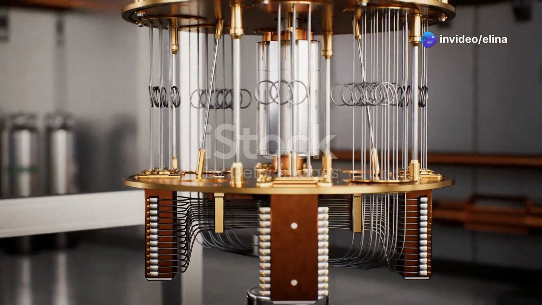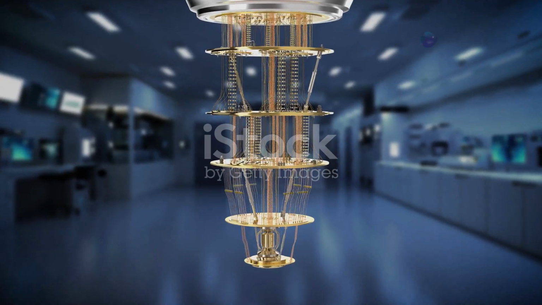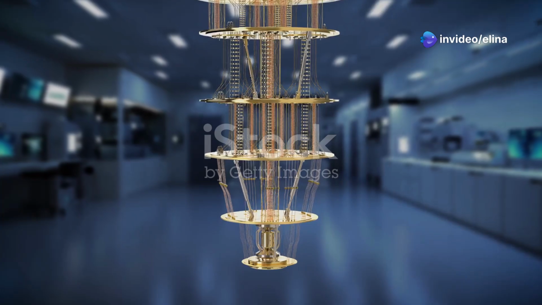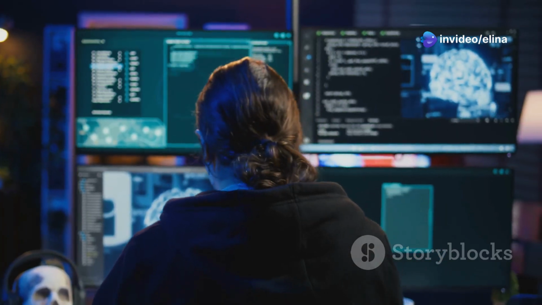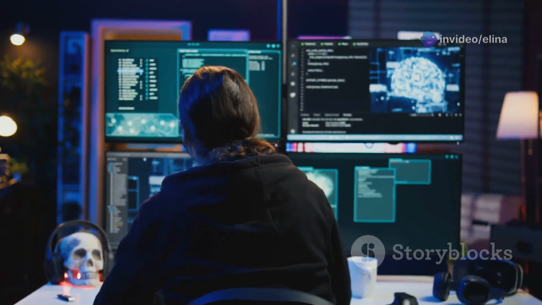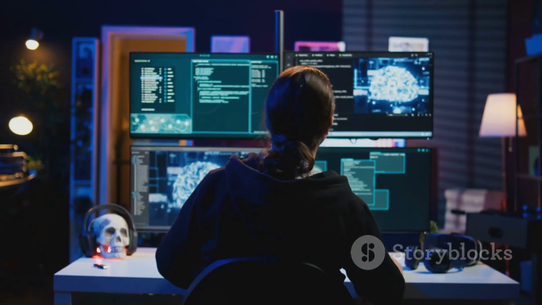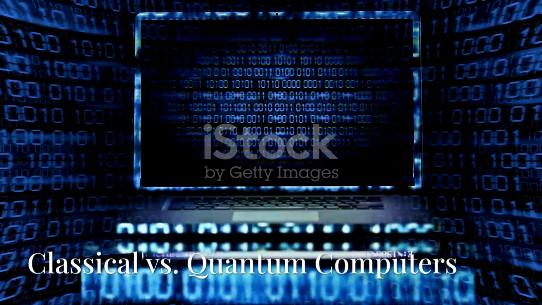Quantum computing is a revolutionary form of computing that leverages the laws of quantum physics, the same science that explains how atoms and subatomic particles behave. It's not just a faster computer, it's a completely different kind of computer that can tackle problems classical computers can't efficiently solve, no matter how powerful they are.